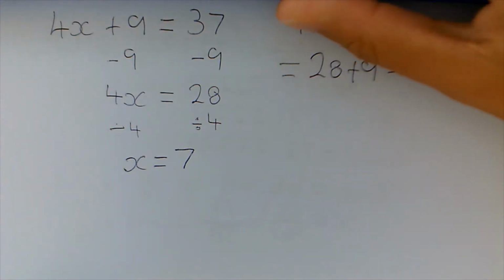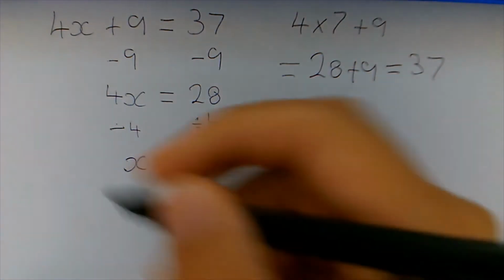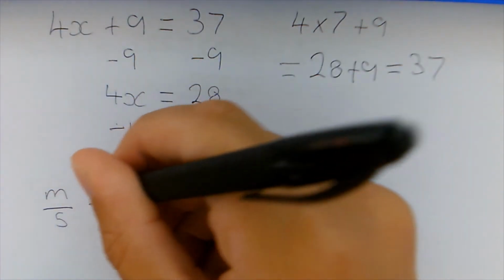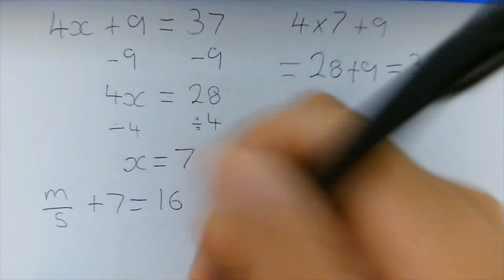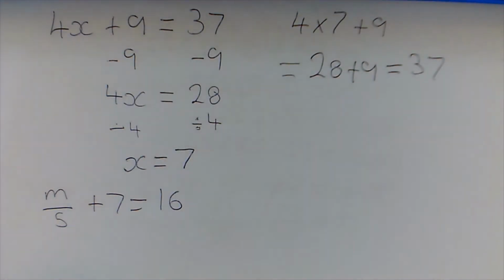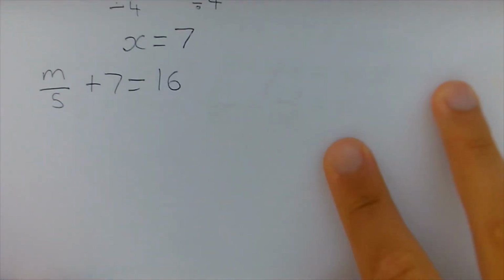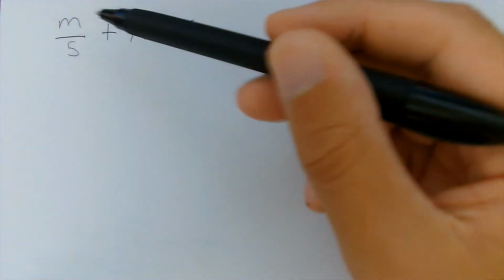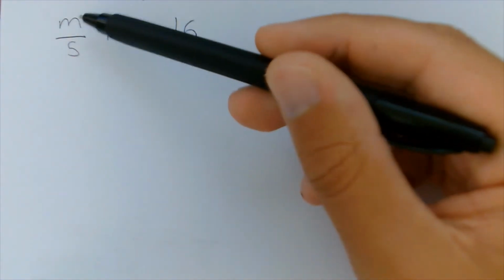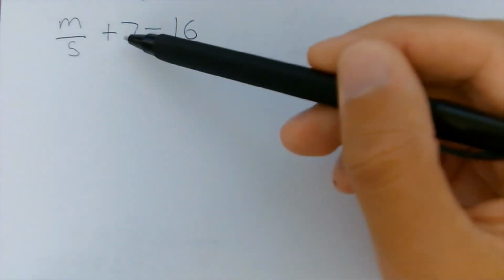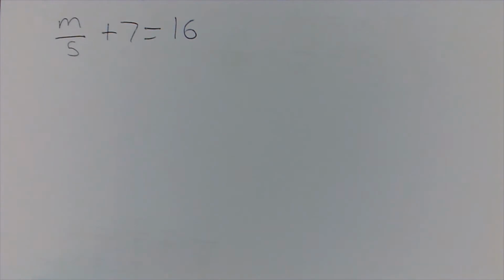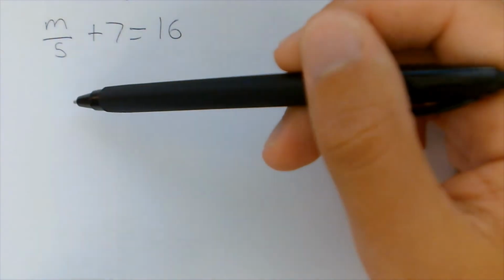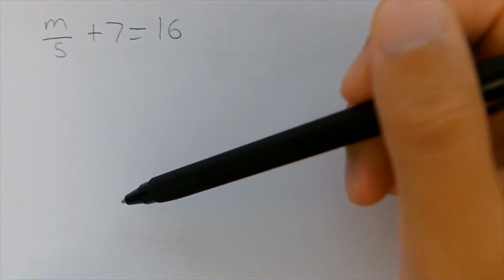The second one that we're going to look at is m over 5 plus 7 equals 16. Now in this question, what we're trying to find out is a number that if we divide it by 5 and add 7, we get an answer of 16. This fraction here of course means divide, so it means whatever this m is, we divide it by 5 and then we add 7 and we get an answer of 16.